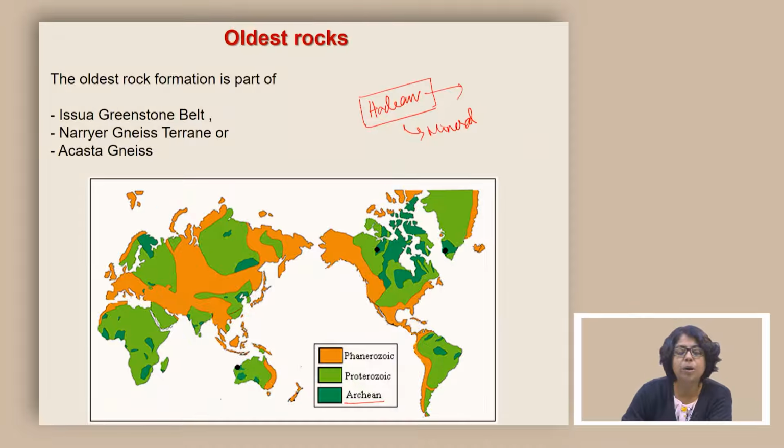Now if we look at the distribution of Archean rocks in the world, what we will find is that these dark parts, the dark green bands, represent Archean rocks. These are part of the stable continents which are often preserved well, and these are the Archean cratons.